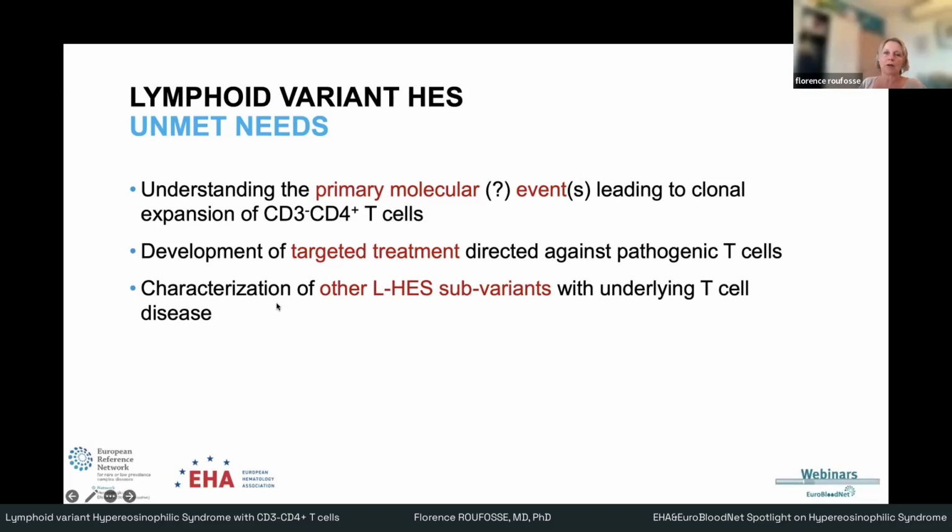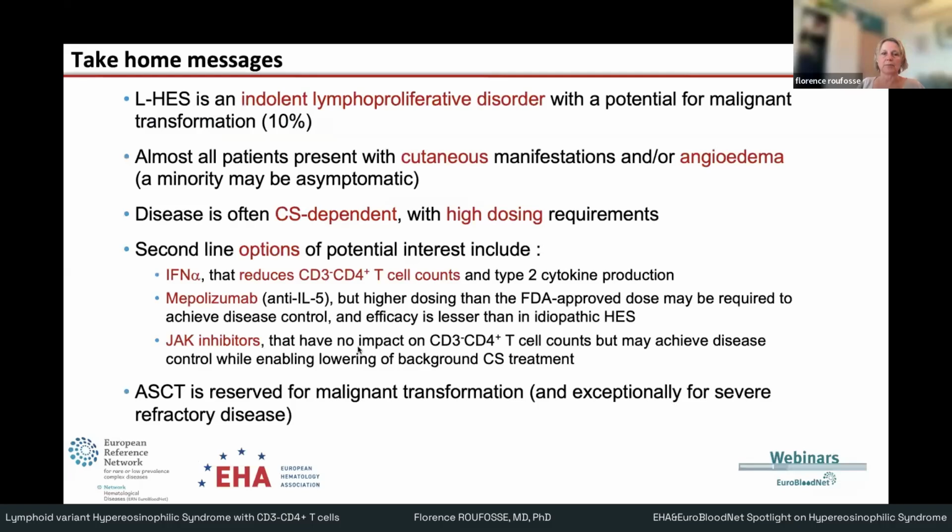And then clearly there are other L-HES variants that we're not grasping yet. Remember that I showed you those patients who have elevated TARC levels among those who have organ-restricted disease. There's still a lot of work to do in terms of understanding L-HES variants other than patients who have CD3 negative, CD4 positive T cells.